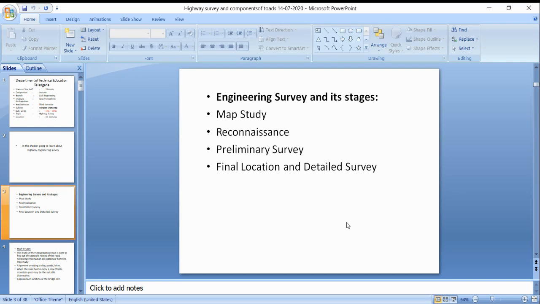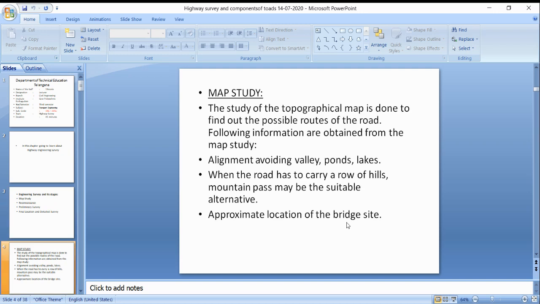Today we are going to discuss the engineering survey. In engineering survey we have to study the map study, reconnaissance survey, preliminary survey, final location, and the detailed survey. So, what do you mean by map study?